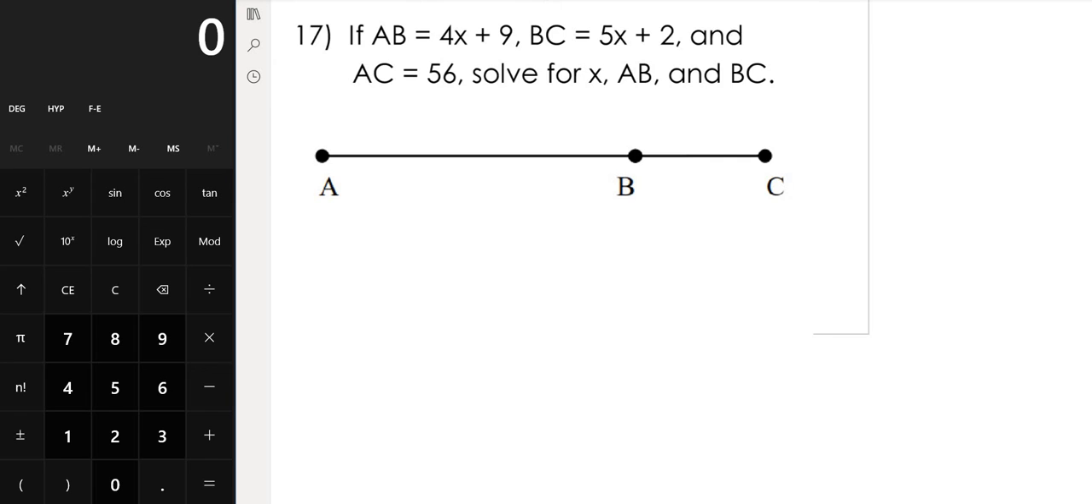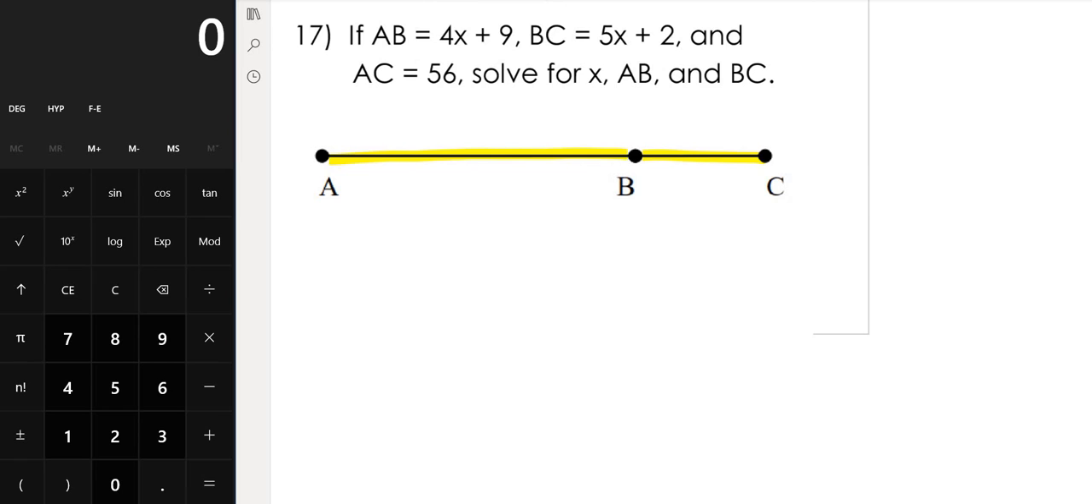Okay, again, I'm looking at number 17, and the diagram doesn't have much in there, but I do have a point B, clearly not in the middle, and it's splitting my line segment into a left piece and a right piece that make up the whole thing. All right, let's go through the question. If AB is 4x plus 9, and BC is equal to 5x plus 2, and AC is 56, solve for x, AB, and BC.